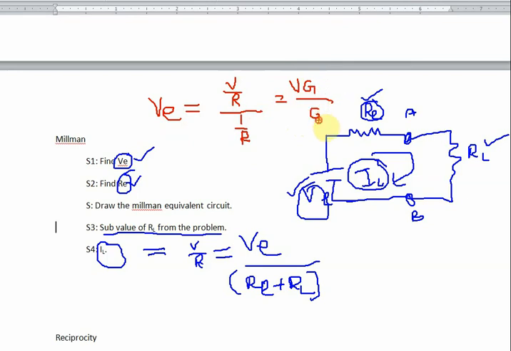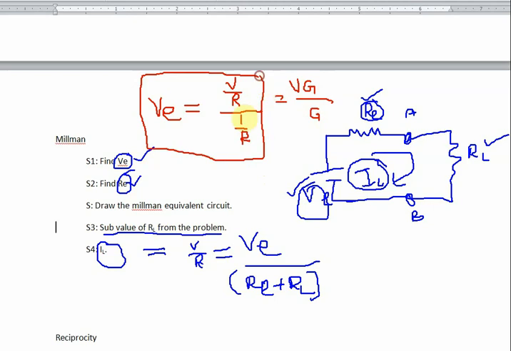Why do they write this formula? 1 divided by R is called G, the conductance. Resistance's opposite is the conductance, so they are writing it in terms of conductance. Keep in mind that this is how to find VE.